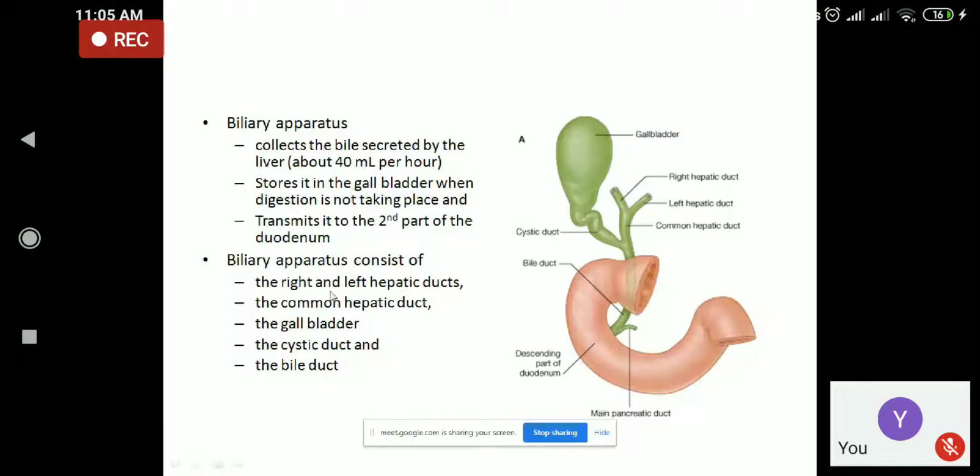So what are the parts of the biliary apparatus? This will be asked in MCQ and viva. Okay, so they are the right and left hepatic duct, common hepatic duct, the cystic duct, and the bile duct. So these are the parts of the biliary apparatus.